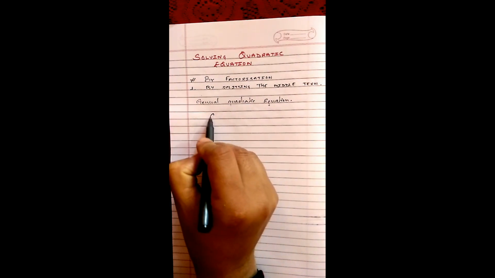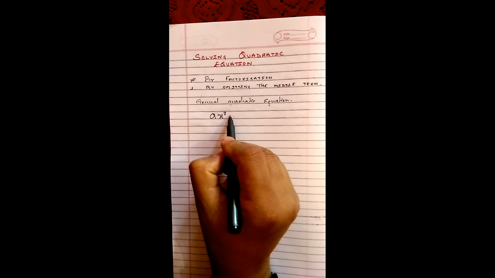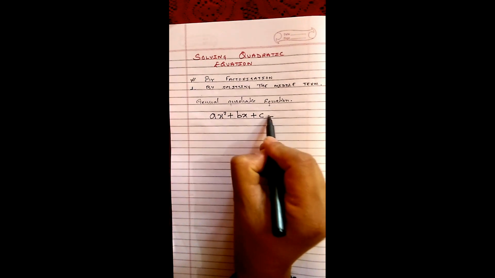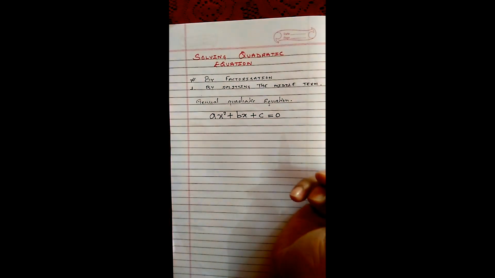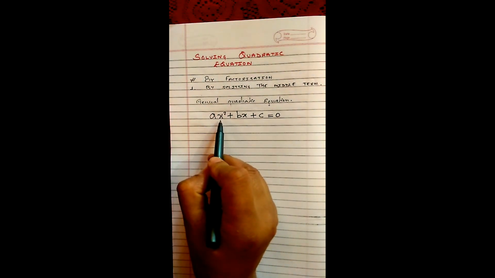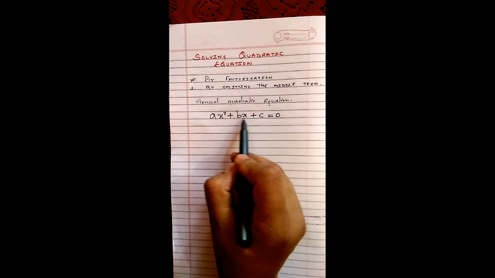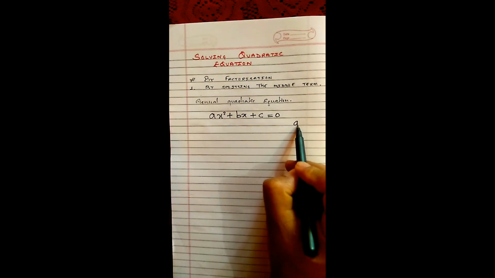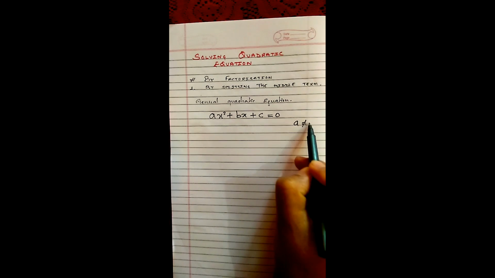Now a general quadratic equation can be written as ax square plus bx plus c is equal to 0, where we all know a is the coefficient of x square, b is the coefficient of x, and c is the constant term, and we also know that a cannot be equal to 0. Now what are the steps to split the middle term?